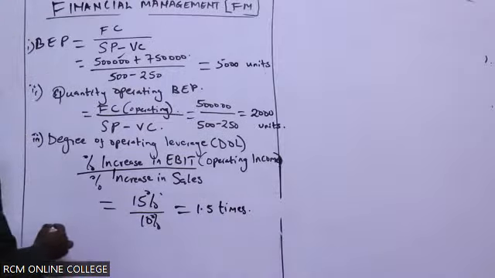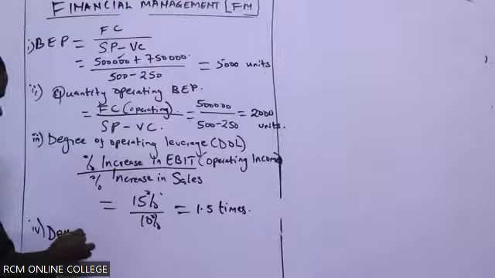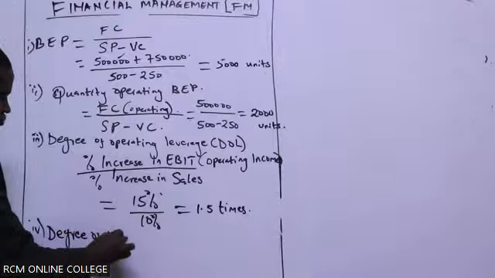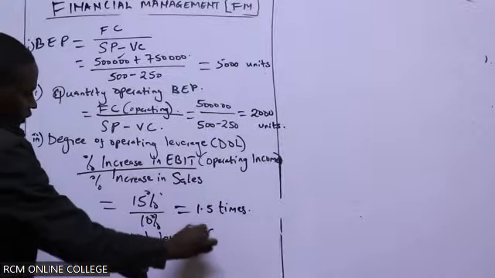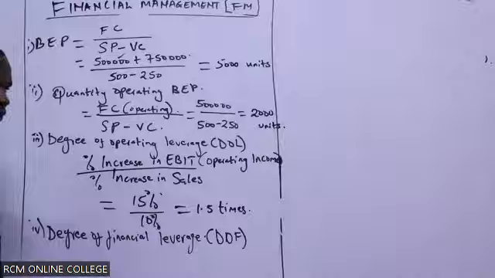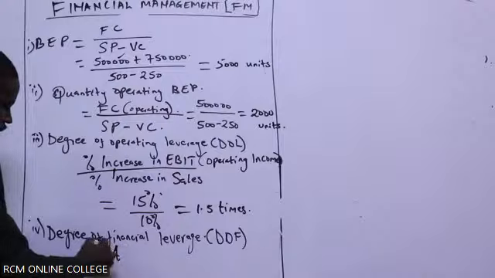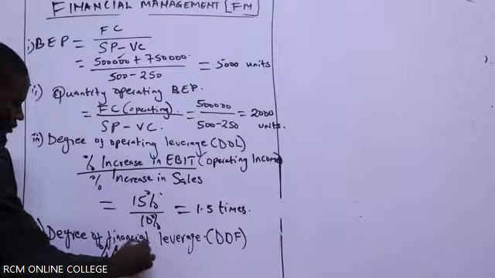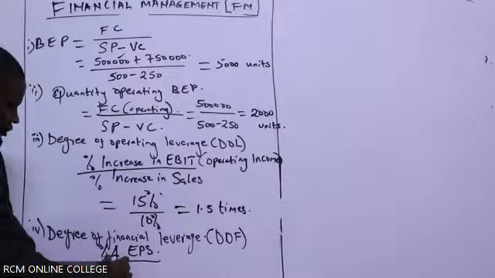Good. Then we go to the next one, Roman number 4. It is the degree of financial leverage, DFL. For the degree of financial leverage, we just have to use the formula: the percentage change in EPS over the percentage change in EBIT.